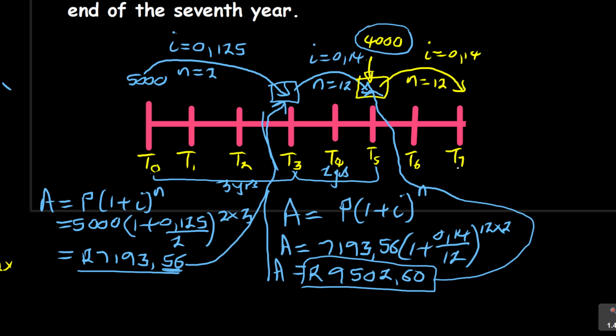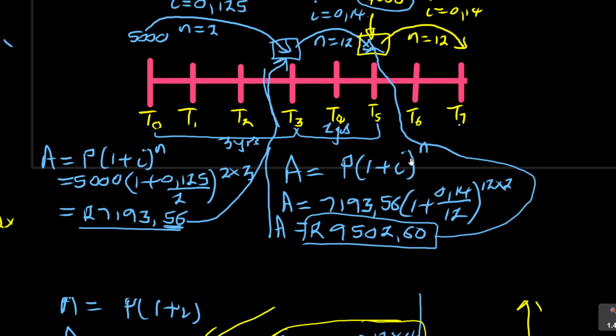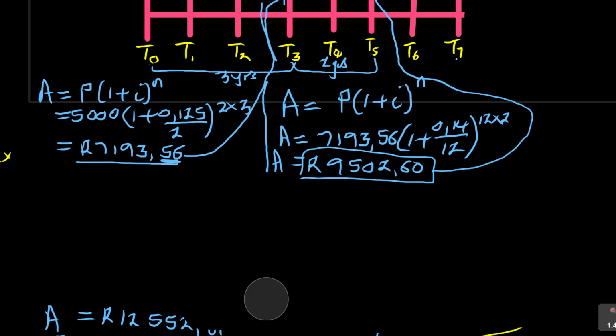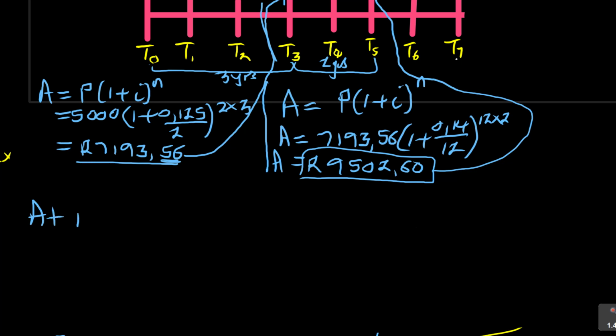9,502 rand, that. So it's as if you add that 9,502 rand 60. So you must add those two amounts. To say at T5, let me erase here. To say at T5, he has got what? 9,502 rand 60, but he added what? He deposited 4,000, remember? So how much does he have in total?